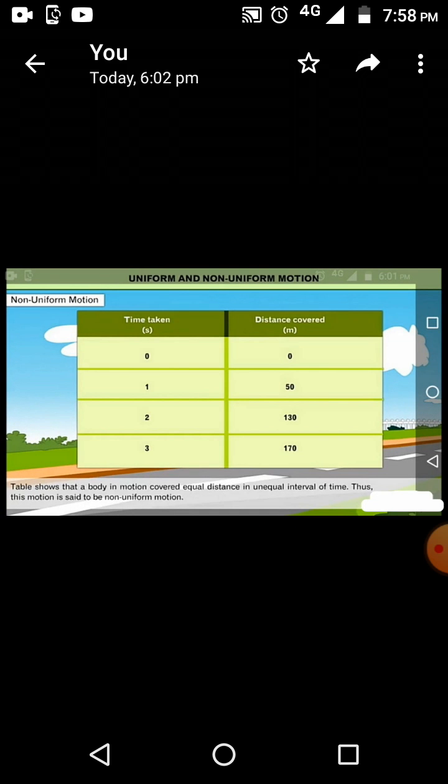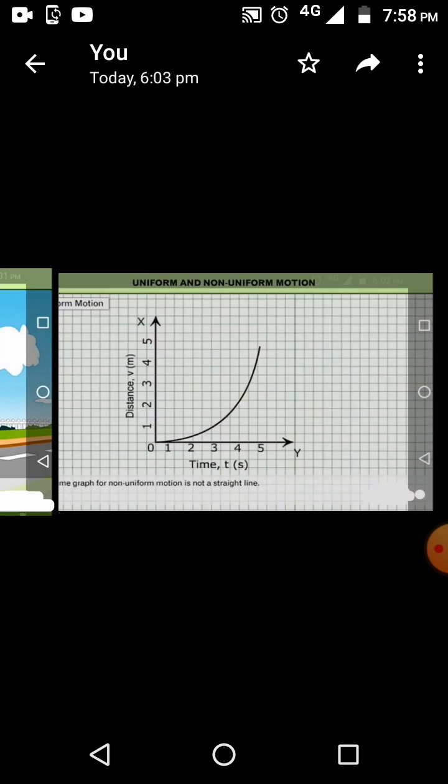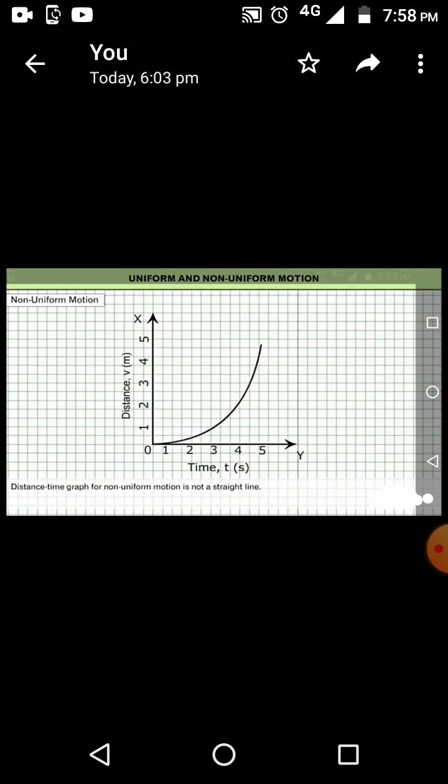The table shows that a body in motion covered unequal distance in equal intervals of time. Thus, this motion is said to be non-uniform motion. The distance time graph for non-uniform motion is not a straight line.